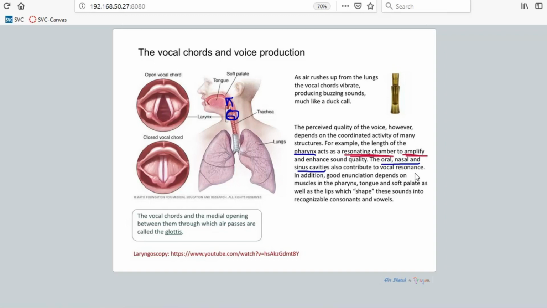It amplifies the sound and enhances the sound quality, and all that is occurring through those open spaces as well. And then additionally, to pronounce things correctly, that involves muscles in the pharynx, the tongue, the soft palate, as well as the lips. They're going to shape these sounds into consonants and vowels. And so it's a pretty complex process that not only involves the vocal cords, but most of the upper respiratory tract in one way or another.